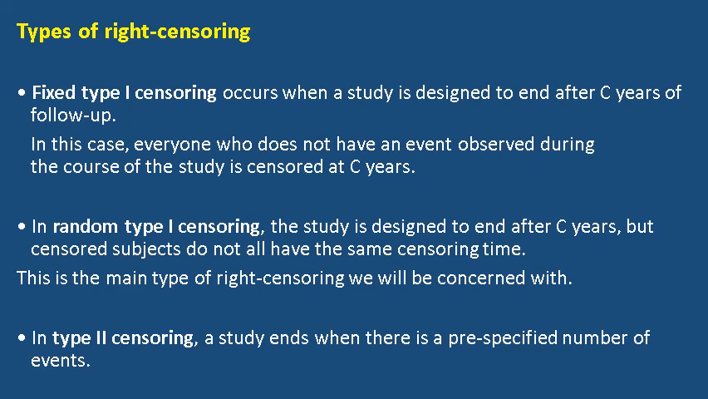In type 2 censoring, a study ends when there is a pre-specified number of events. At the end of 50 deaths or 20 deaths, the study ends. So there is no fixed period. Whoever is not experiencing the event at that time will be censored.